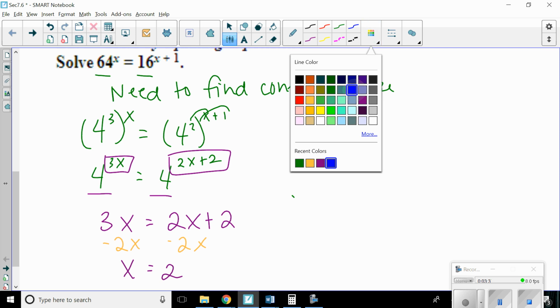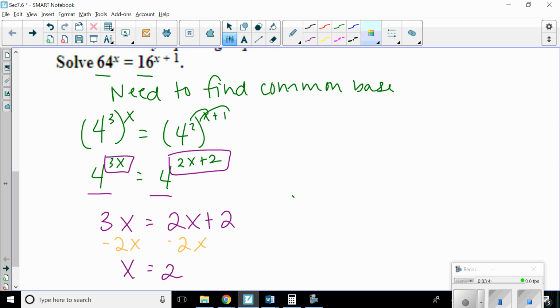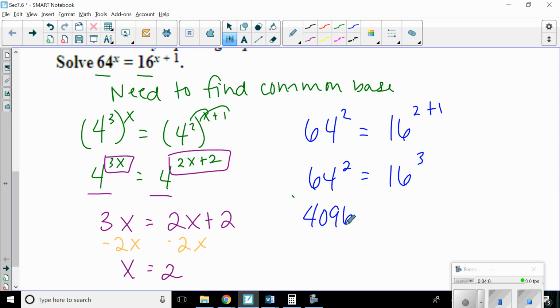Now let's just double check that this works. You have 64 to the x power, which we said x was 2, and that's equal to 16 to the x plus 1 power, or to the 2 plus 1 power. So 64 squared equals 16 cubed. If you put 64 squared in your calculator, you get 4,096, and 16 cubed, you have 4,096, and those two are equal. So our x value, we can confirm, is equal to 2.